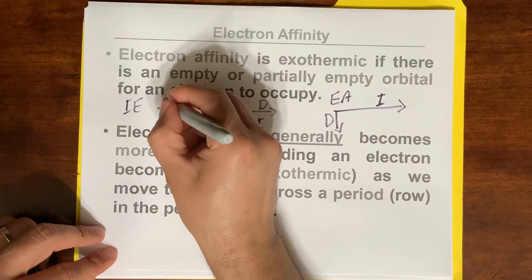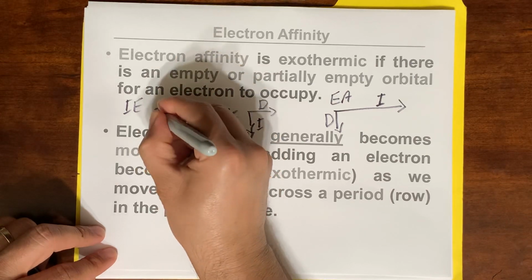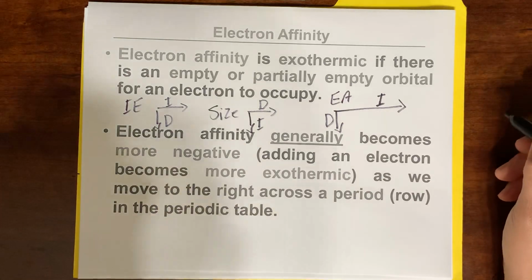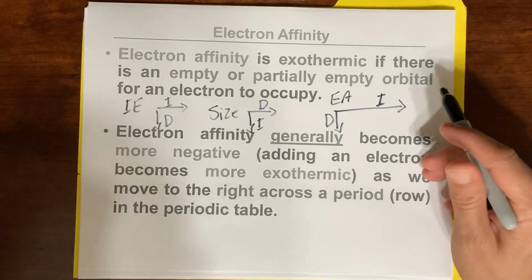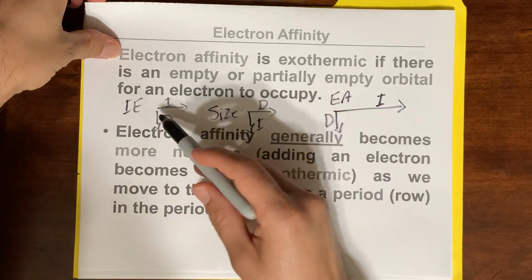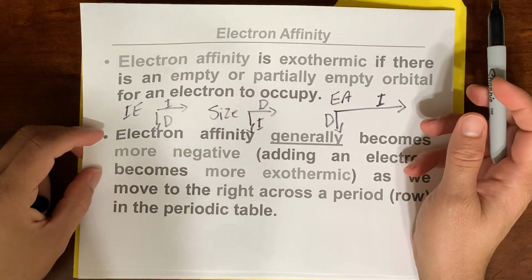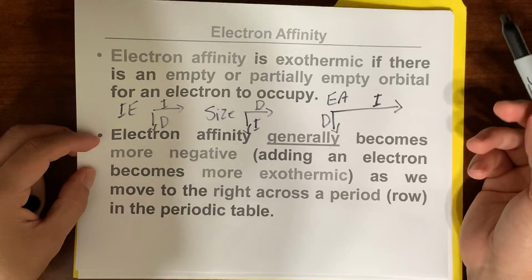Ionization energy to the right side increases, down decreases. So it's the opposite of size, but exactly the same trend as ionization energy.